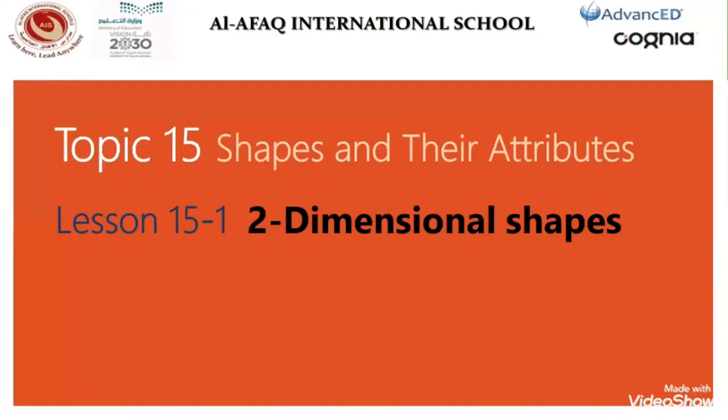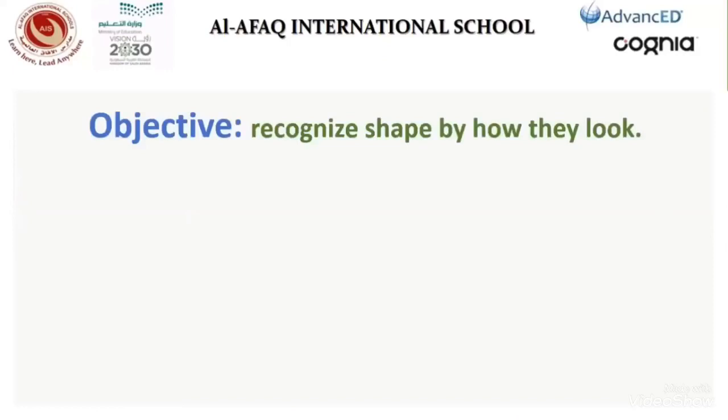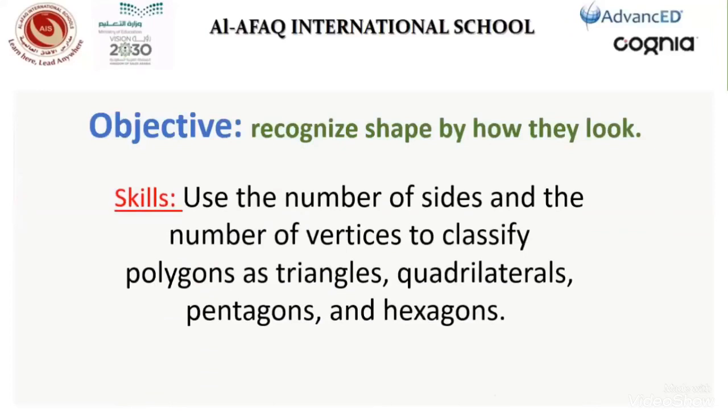Okay. Topic 15, shapes and their attributes. Lesson 1, two-dimensional shapes. Our objective for our lesson today: recognize the shape by how they look, and use the number of sides and the number of vertices to classify polygons as triangles, quadrilaterals, pentagons, and hexagons.